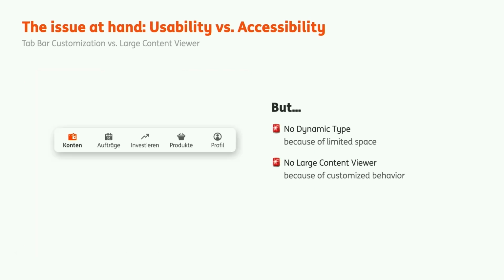But when we did this, as I said before, dynamic type and the large content viewer are also enabled with a long press. So now there are 2 long presses on this tab bar. And there is where we clashed, and we said, okay, what should we do? Should we recognize the dynamic type large content viewer first, or the new action that we built to open the profile switcher?